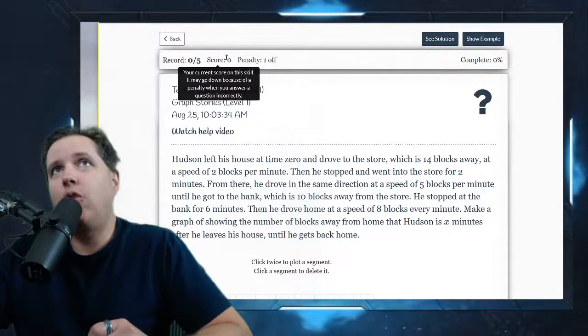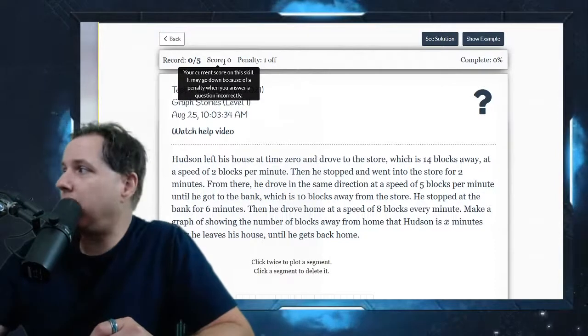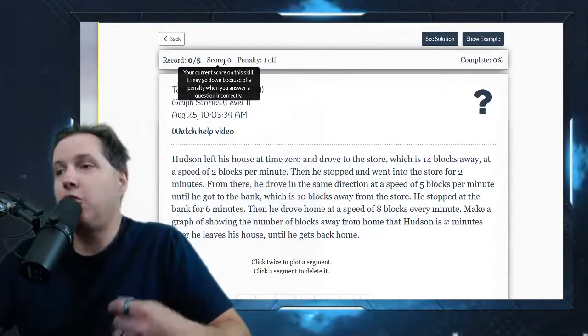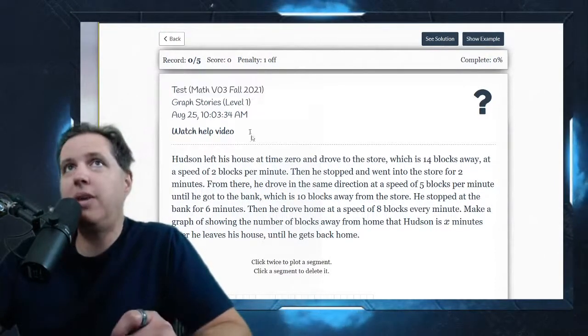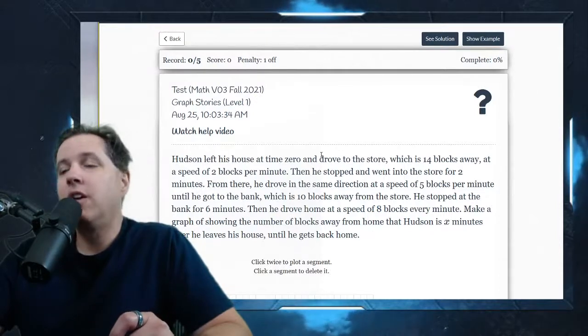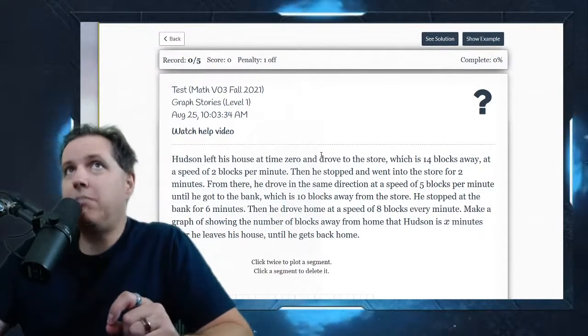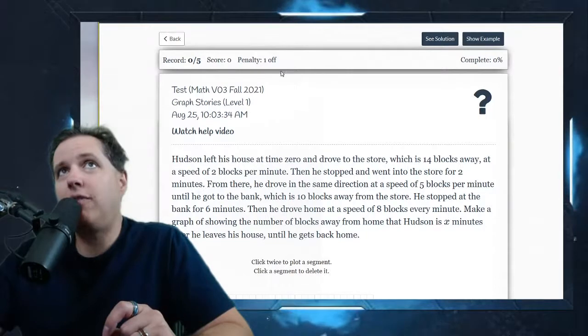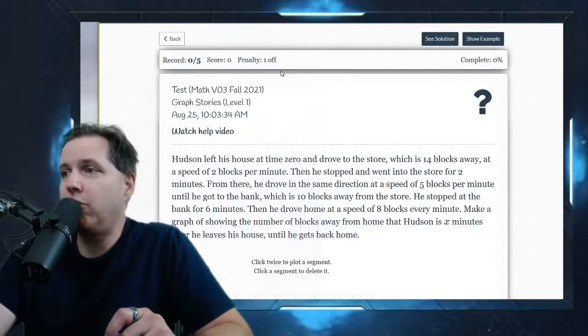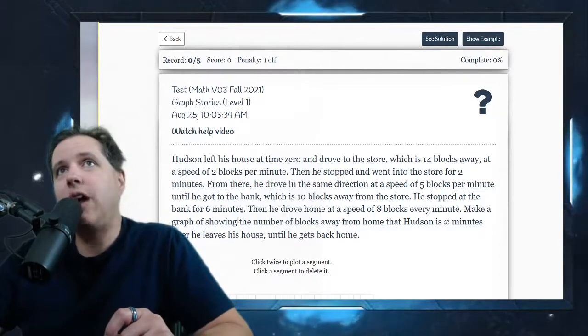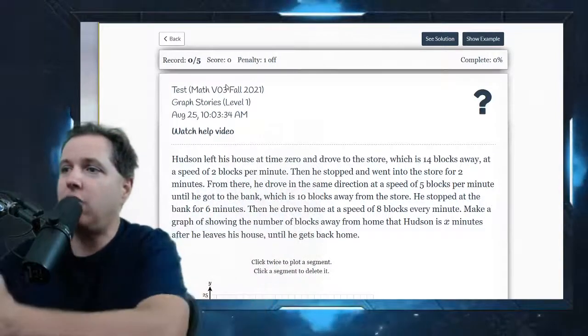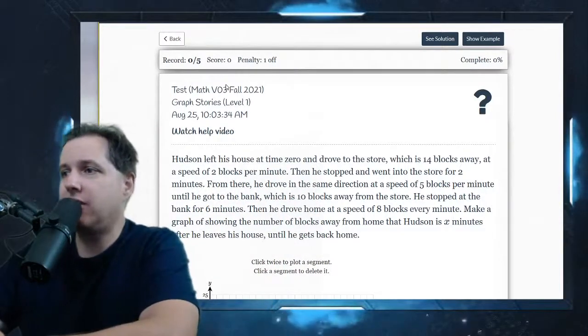So that score will go up and down depending on whether you're getting problems correct or incorrect. If you check your problems before you put them into the computer, then you're not going to get as many penalty points. The penalty is 1 off. If you get 1 wrong, you lose 1 point from your score. So in other words, if you do 5 straight correctly, you get to move on to the next topic.